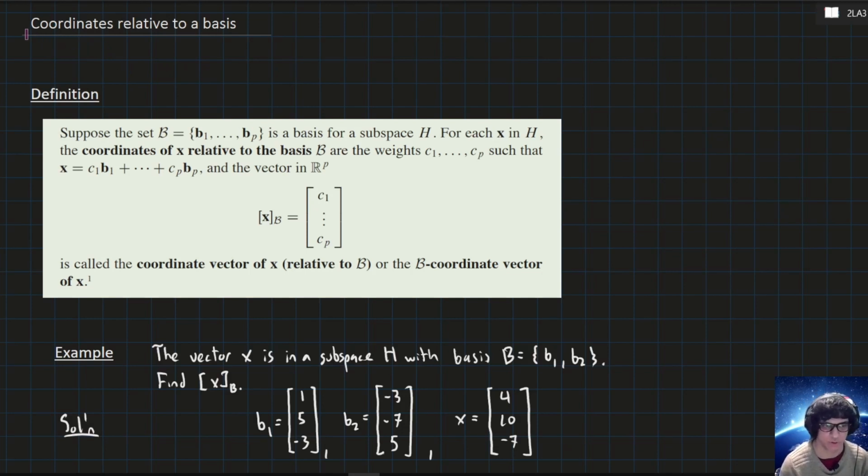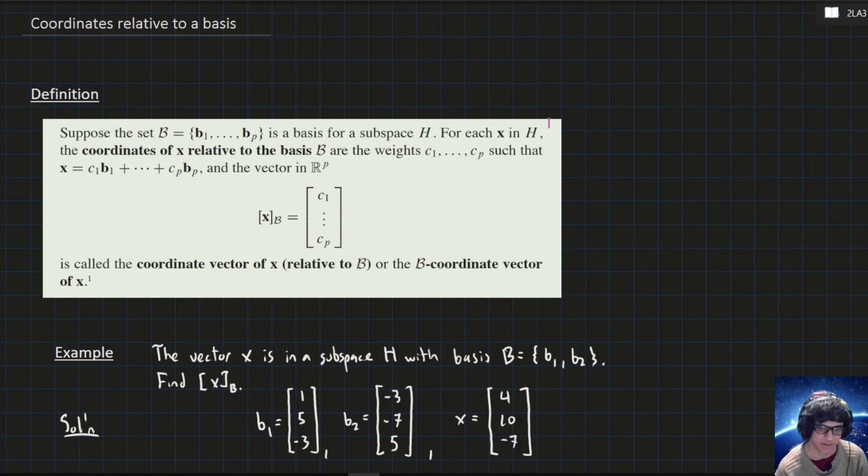Finally, we'll talk about coordinates relative to a basis. So this is the definition. Suppose we have a basis b1 through bp for some subspace H. Now suppose we have an x, another vector that lives in H. We can write x as a linear combination of the basis vectors, since the basis vectors span the set. There are some weights that allow us to write it as a linear combination of those basis elements. Now, these weights we can write as a vector on its own, and that's called the coordinate vector of x relative to B.